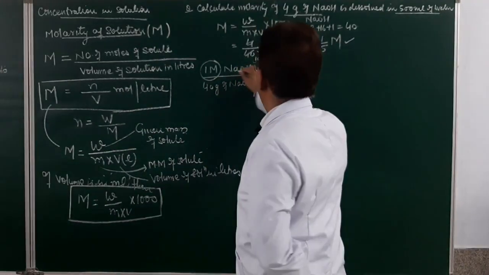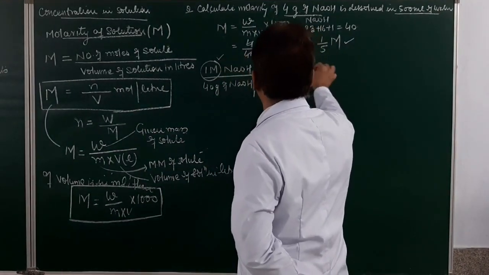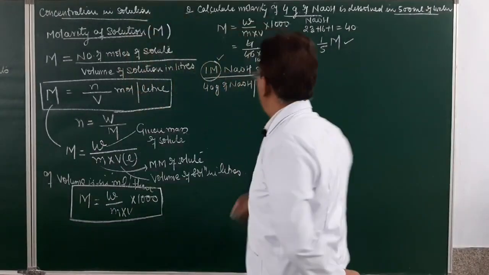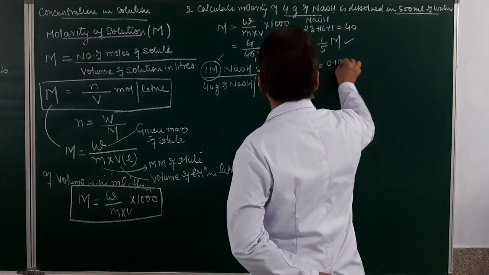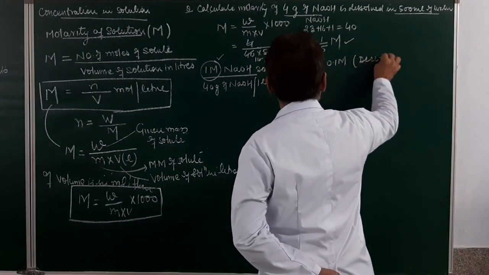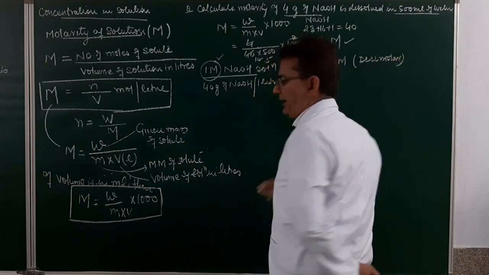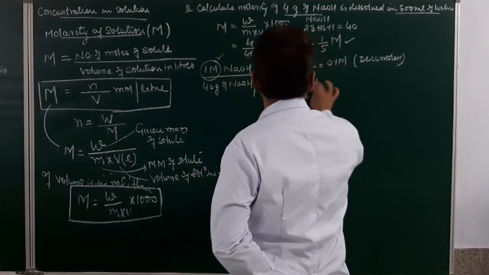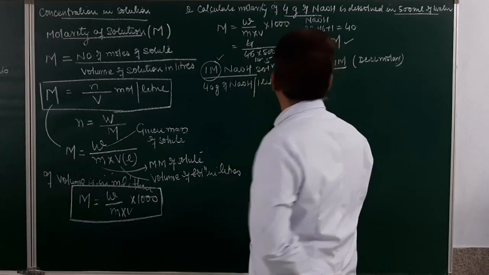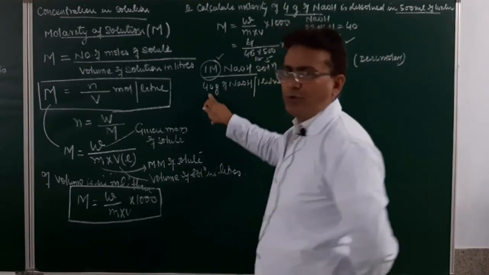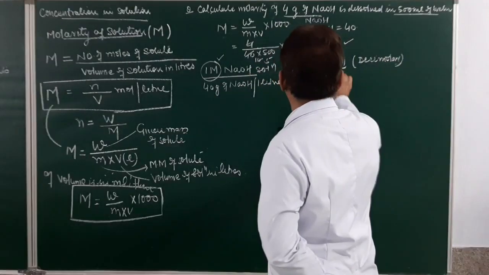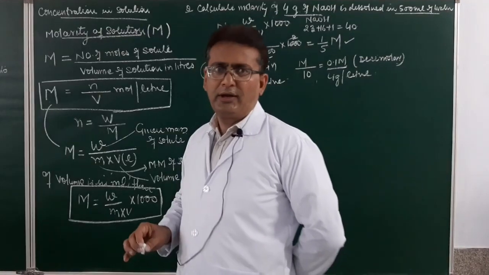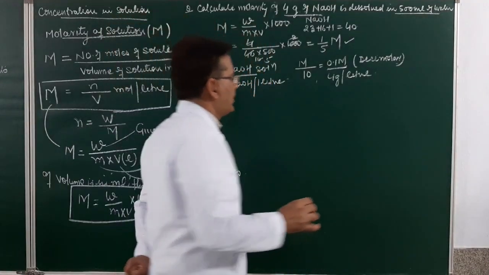So if I write down 1 molar, it is this. If I write down M by 10, it means it is decimolar solution. M by 10 means 0.1 molar. So this is decimolar solution. Am I clear? These are the ways by which the concentration can be expressed. Now what do I mean by this 0.1 molar? It means 10th part of the 40 gram. That means 4 gram in a liter of the solution of sodium hydroxide. Am I clear?